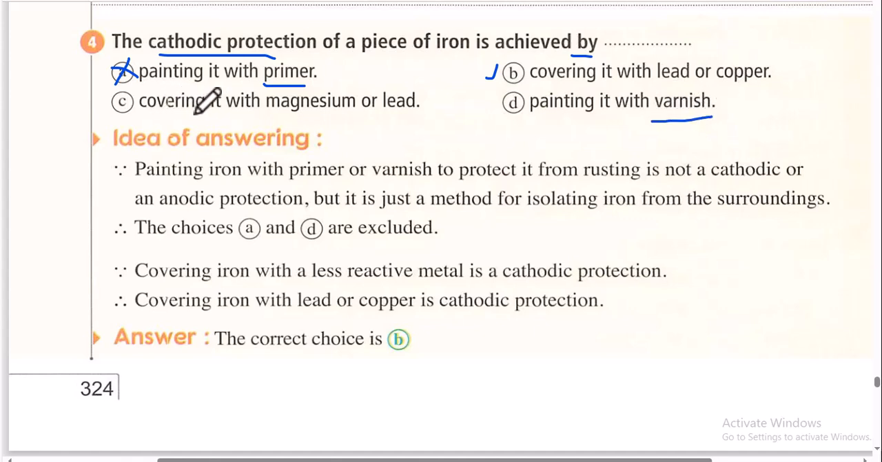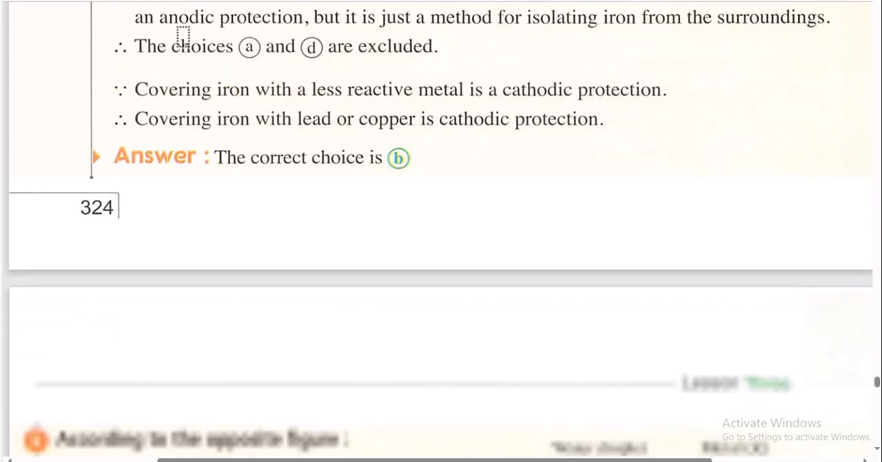Covering it with magnesium or lead. This is an anodic protection or anodic cover where it acts as a sacrificing electrode. This is not the cathodic cover. So the correct answer here is B, covering the iron with lead or copper, as copper or lead is less active and they act as cathode, so they are considered as cathodic protection.